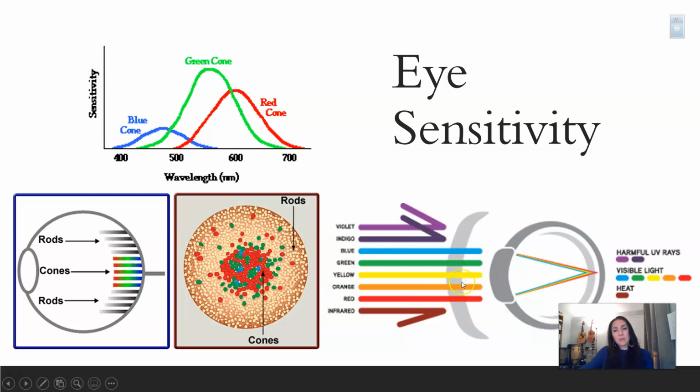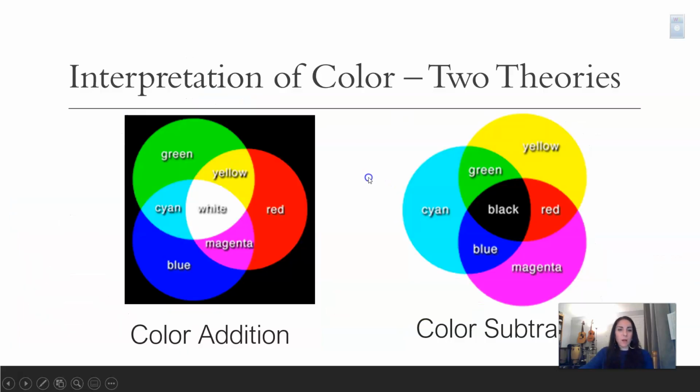And that's what we see. Of course, other stuff comes into our eyes, infrared and ultraviolet, which is harmful for us. More on that when we talk about radiation. But interpretation of color actually comes by two theories, and it depends on what you're mixing. Are you mixing light or are you mixing pigment?